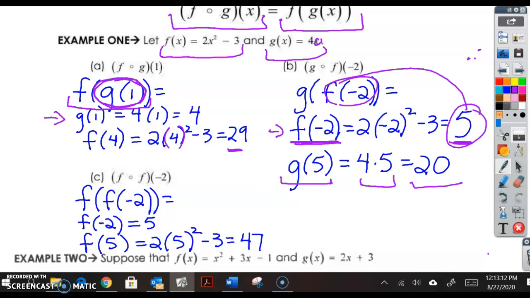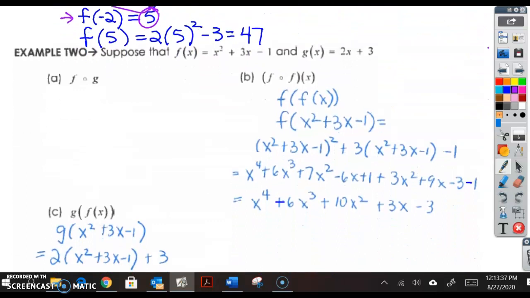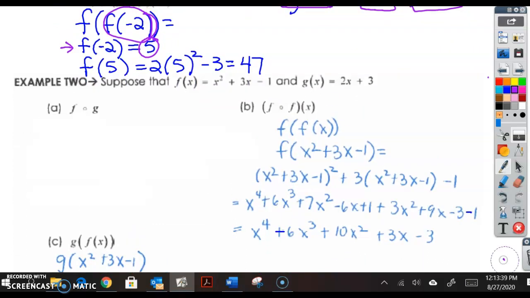Okay, f of f of negative 2. So we start on the inside. What is f of negative 2? It's 5. Now we substitute our 5 in for f of negative 2. So now we're finding f of 5, which is 2 times our new x, 5 squared minus 3, 47. So try the next couple examples. I have them done for you here, but I'd like to walk through A with you first. Look at B in just a second.